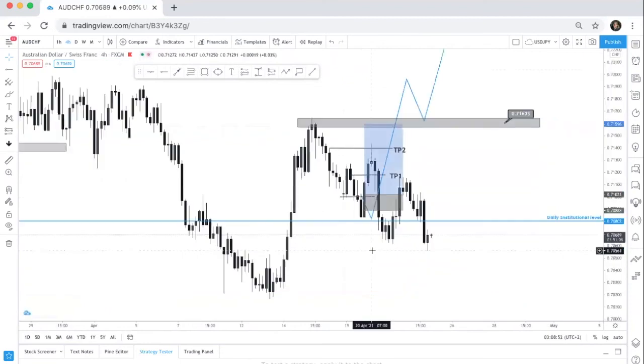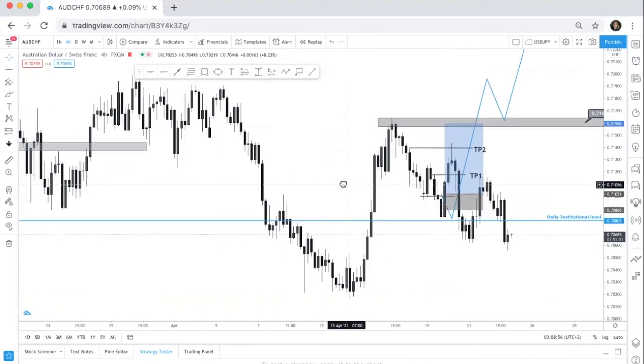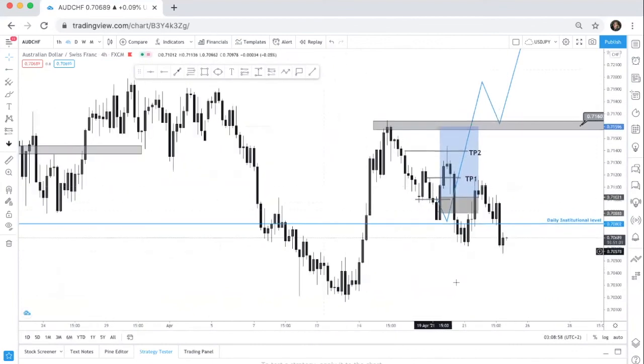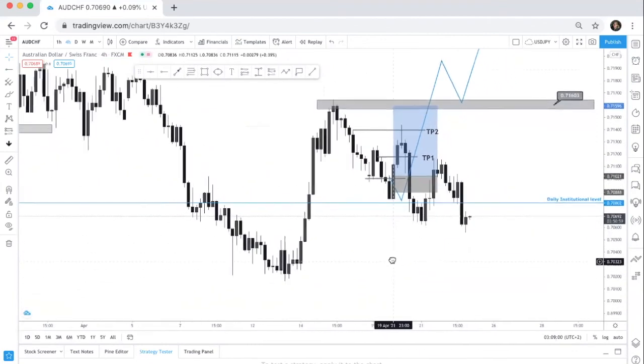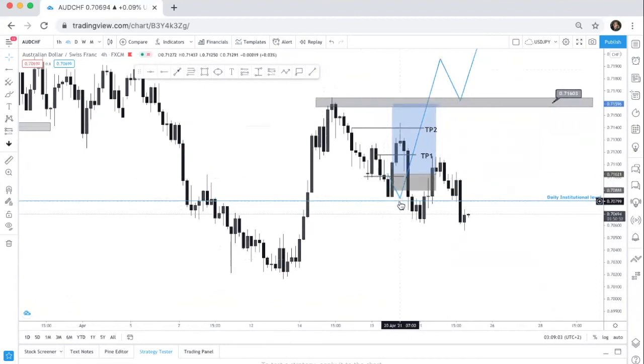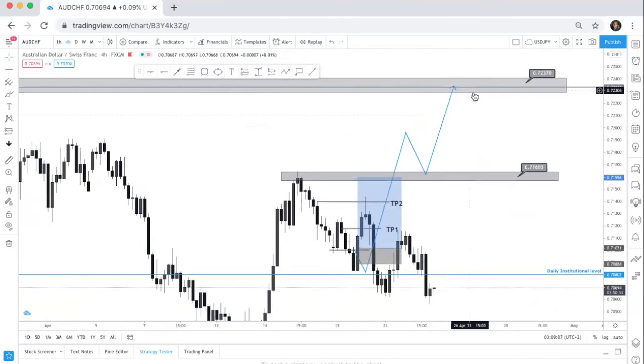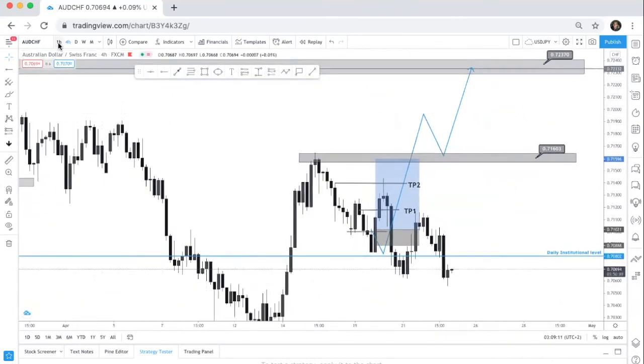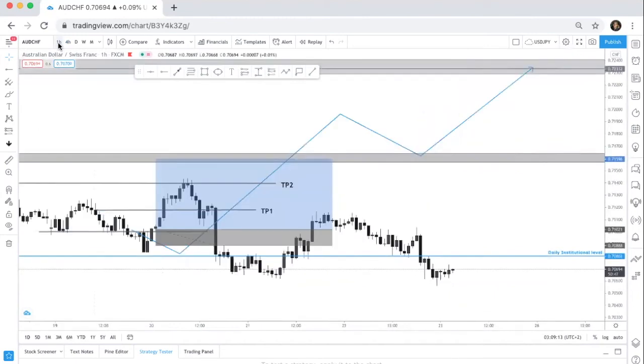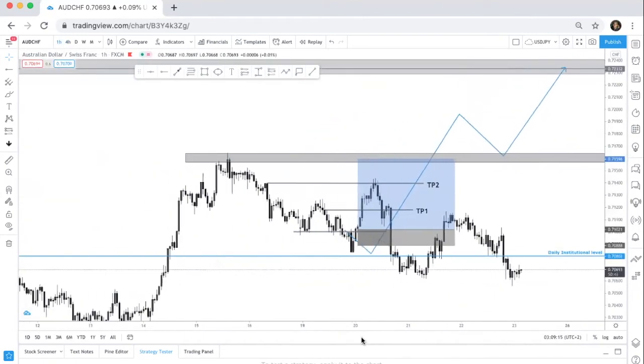AUD CHF. This was a great trade, however, it went against me eventually. As you can see, we were expecting price to come back down to this daily level, retest, and then continue back up before going back up to our 72,370 level right there. I entered this on the 1-hour chart, and I'll show exactly what I was looking at.